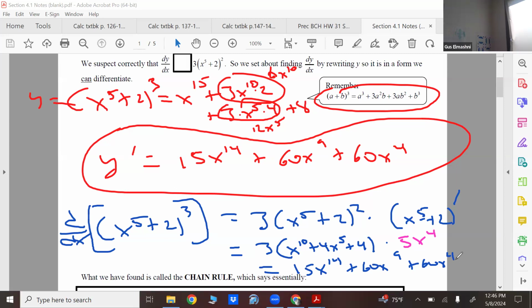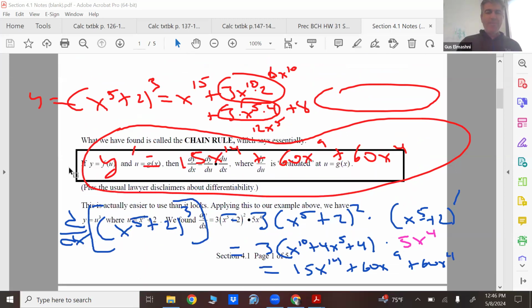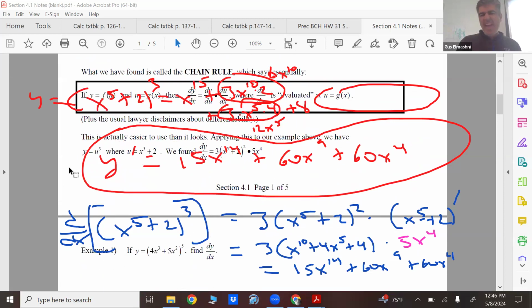but this is called the chain rule. So what you do is take the 3 on the outside, bring the 3 to the front, subtract the exponent by 1, keep the inside intact, and then multiply by the derivative of the inside. That's the chain rule. Do you have a question? For the final answer, do you want to boil it out? I don't care. I don't care.